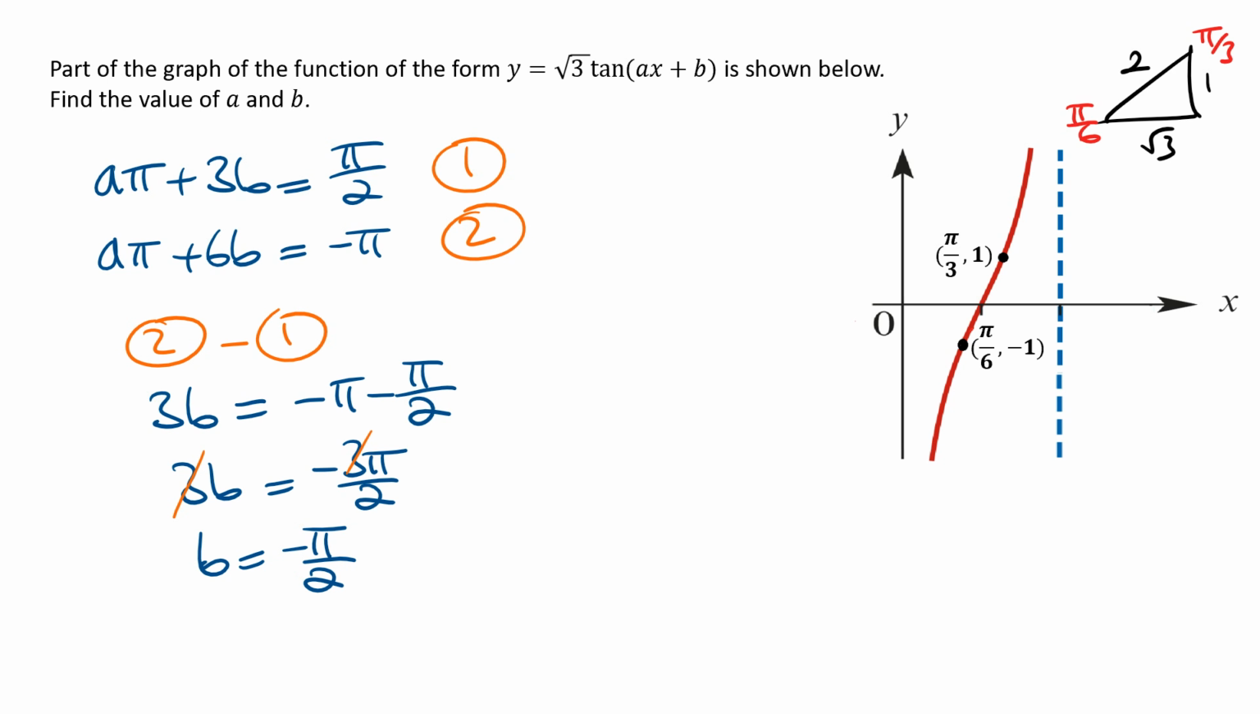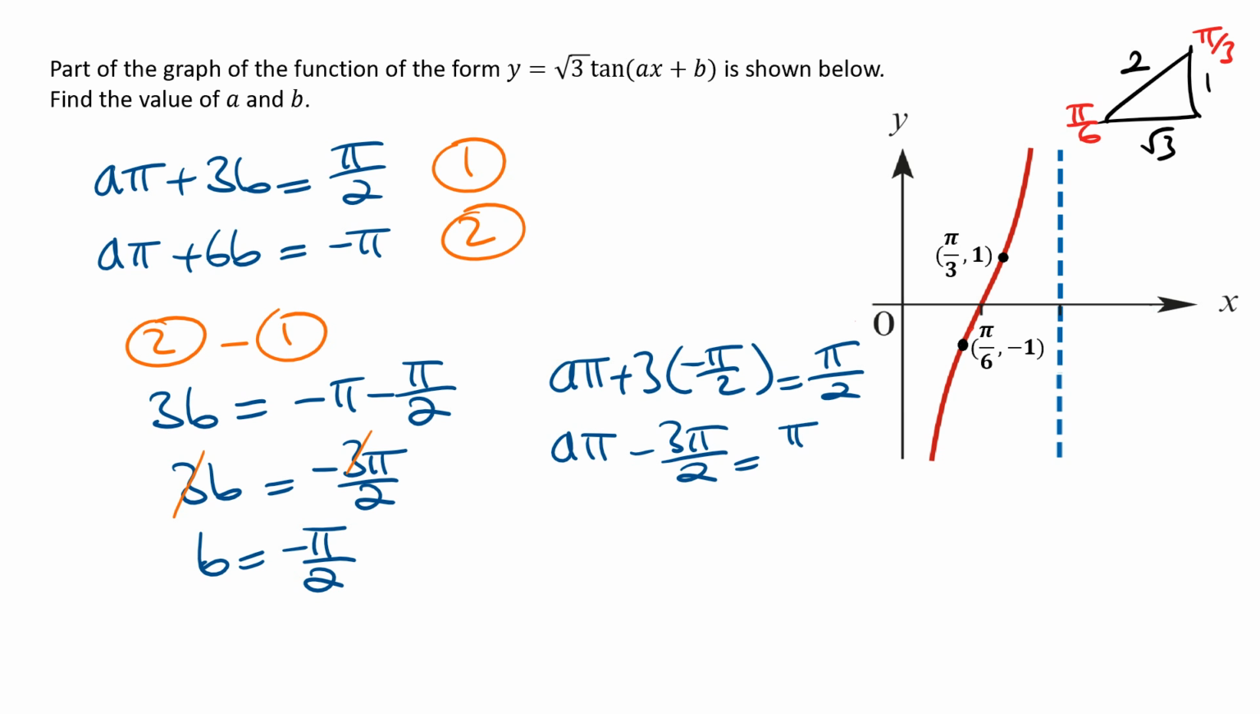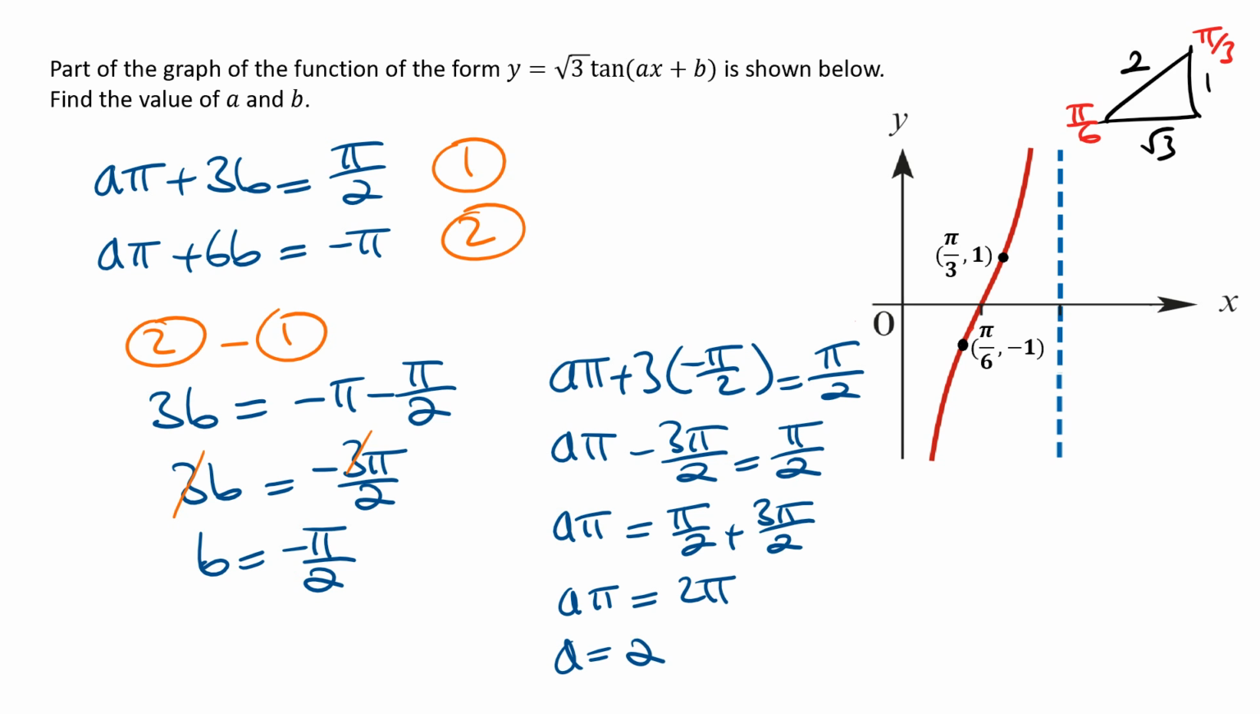And now to work out the value of a, we can sub in b is equal to minus pi on 2 into the first or the second equation. Subbing it into the first equation, we're going to get a pi plus 3 times minus pi on 2 is going to equal pi on 2. And so a pi minus 3 pi on 2 is going to equal pi on 2. Rearranging this, a pi is going to equal pi on 2 plus 3 pi on 2. And so a pi is going to equal 4 pi on 2, which is 2 pi. The pi's will cancel out, and so the value of a is going to equal 2.